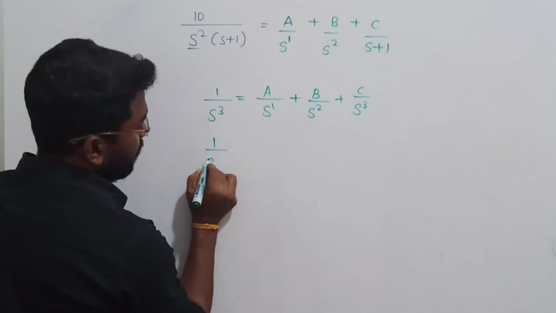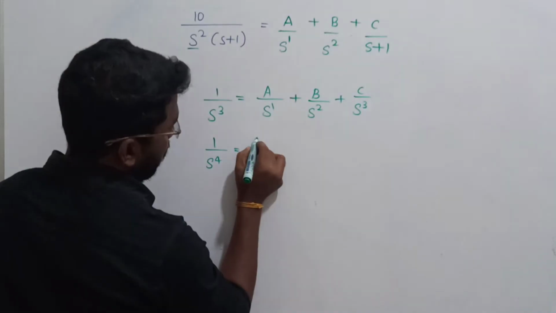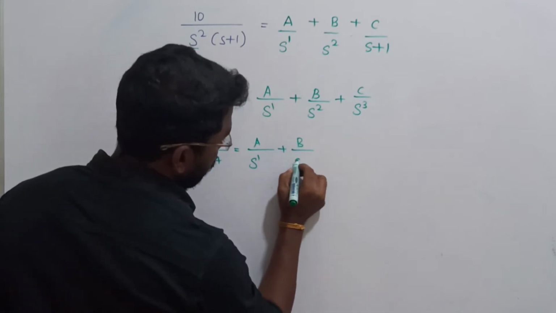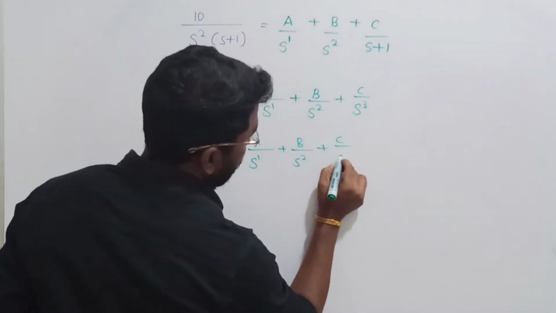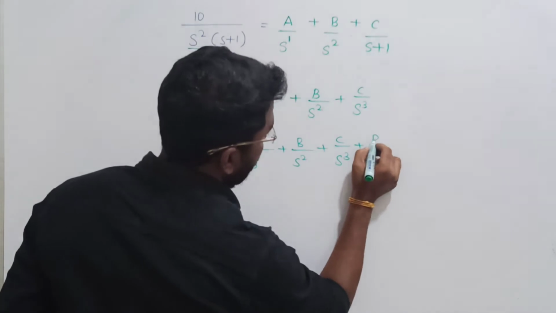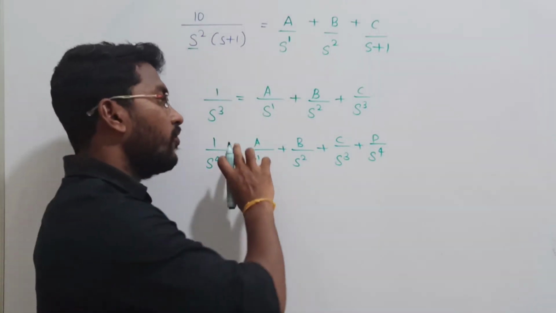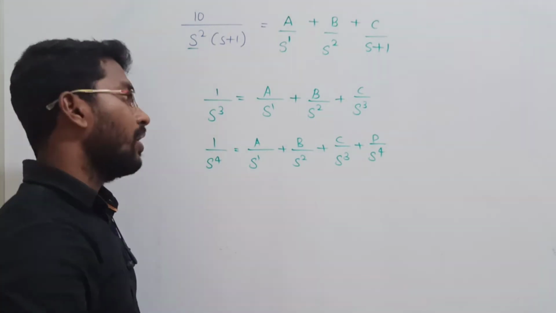Suppose I have 1 by s power 4. Then that can be written as a by s power 1 plus b by s power 2 plus c by s power 3 plus d by s power 4. That is the generalized procedure to obtain the value of various arbitrary constants. Clear? Okay, sir, I understood.